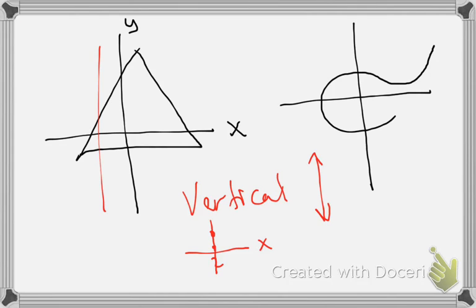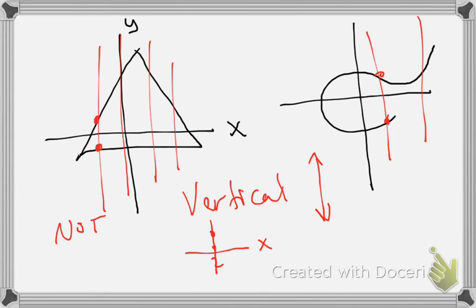So if I draw a line here, do I touch the function more than once? Yes. If I draw it here, here, here, I touch it more than once. If I draw it over here, I have one touch here. But if I draw it again and I touch it again, it has two. So this one's not a function, and this one is not a function.